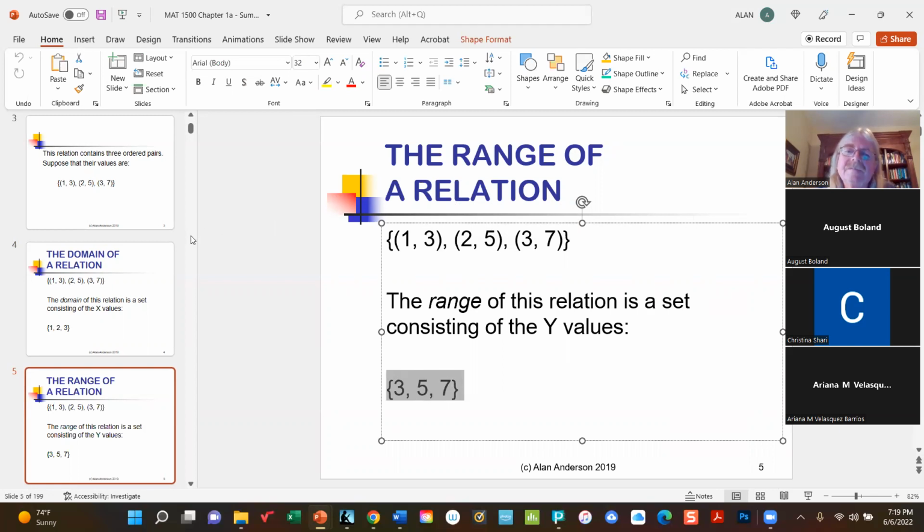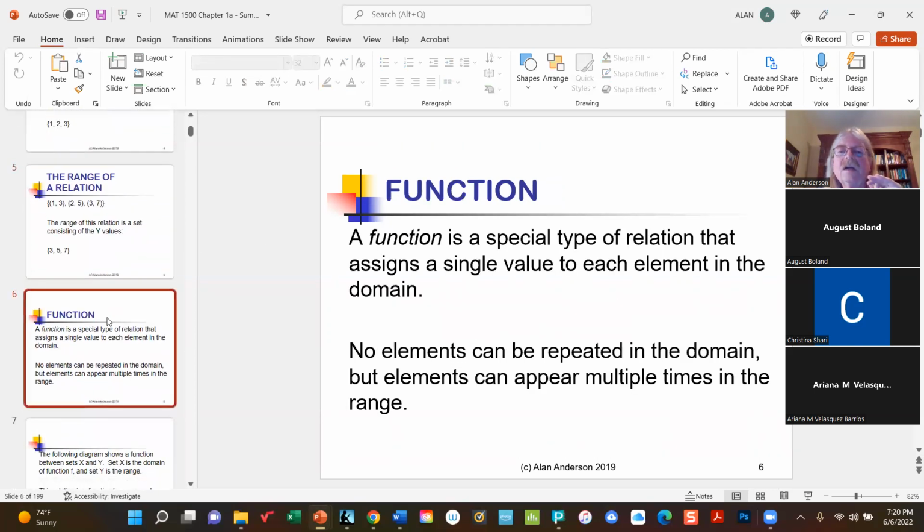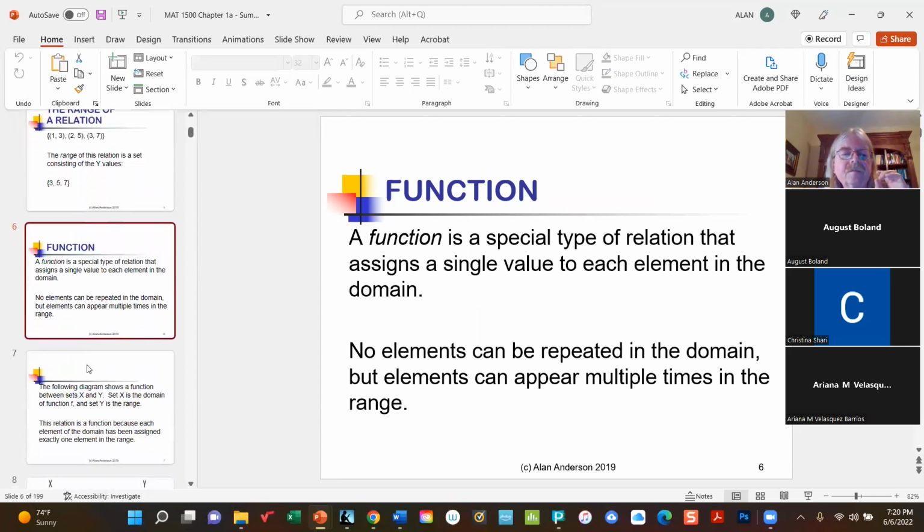Now, here's the thing. Some of these relations are functions, but some of them are not. So in other words, a relation doesn't necessarily have to be a function. What is it that makes a relation become a function? Well, the idea here is that each x in our set of ordered pairs has to be assigned to exactly one unique y value in order to qualify as a function.